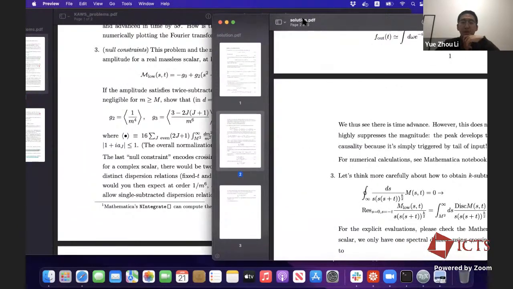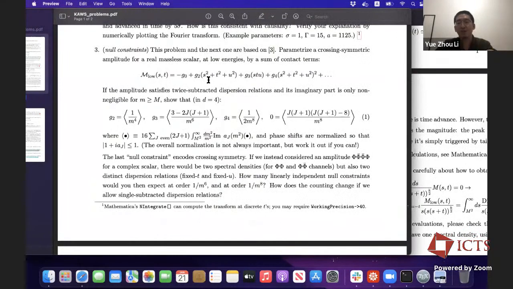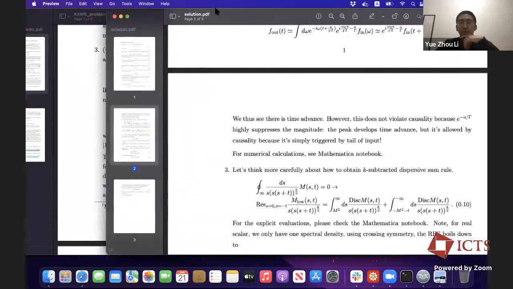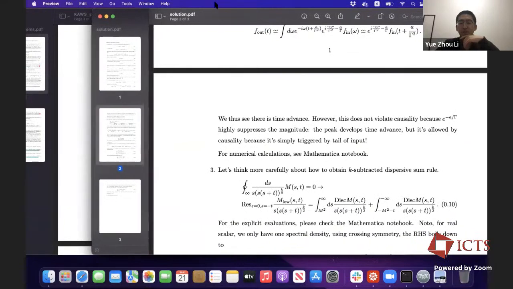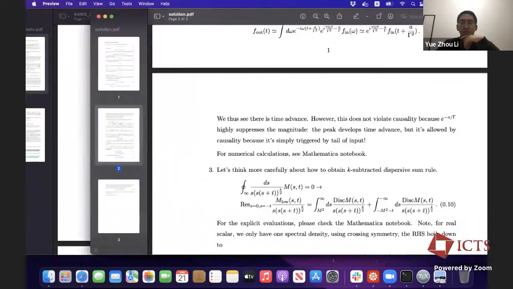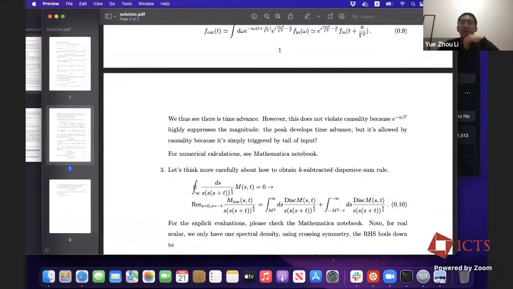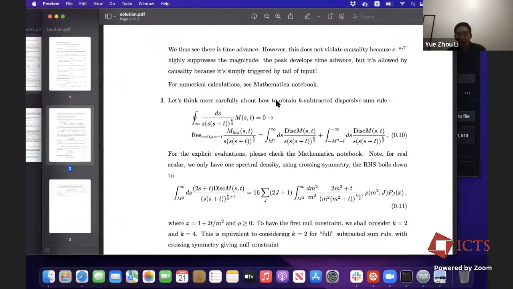Okay, I just won't go through the derivation of this equation one again. Just focus on how to solve the problem. But one thing I'd like to show is, first, let's think more carefully about how to obtain the k-subtracted dispersive sum rule.